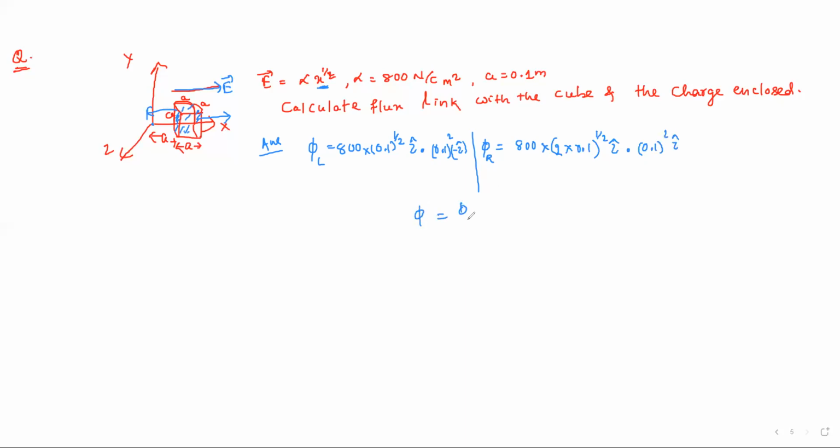And the total flux, how can we find? phi l plus phi r. After adding you will get the value phi l plus phi r equal to 1.05 Newton meter square per coulomb. Let us check it. So after getting phi you can get the charge. So q will be 1.05 epsilon naught, given in the options in terms of epsilon naught.